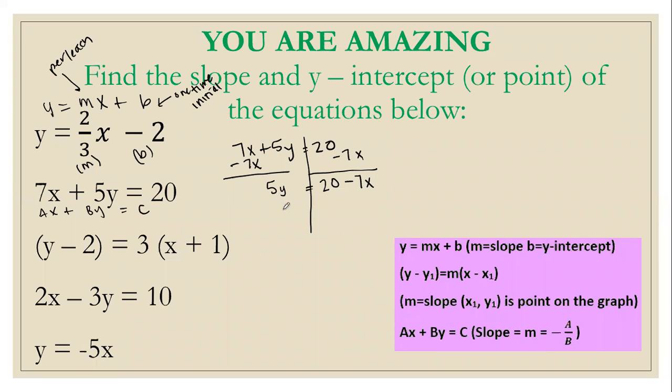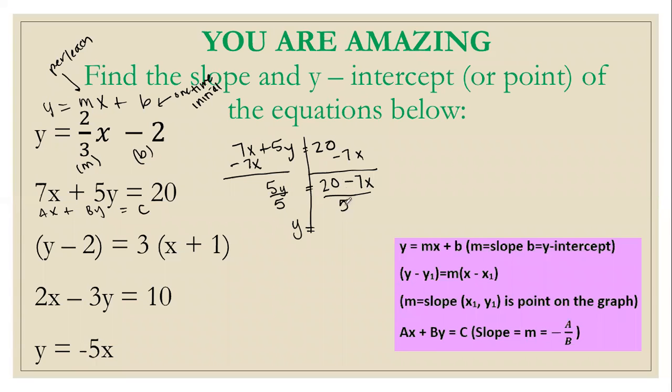Jaden, could you tell me what to do from here? Yeah, so since we need to have the y all alone, you divide 5 by the things on the right. Awesome. Thank you so much, Jaden. So yeah, we're going to divide by 5.